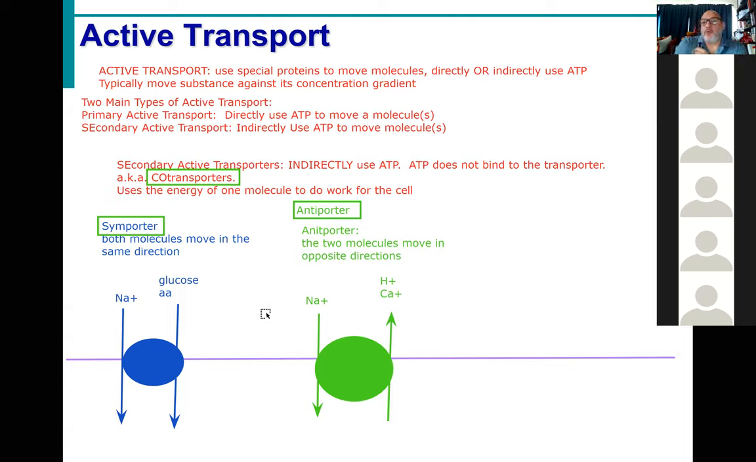Okay, so there's one more piece we need to add to this. Remember, this is supposed to be active transport, where we use ATP. And notice I didn't put ATP anywhere on these molecules. Because remember, these are secondary active transporters. They only indirectly use ATP. And here we'll see why.